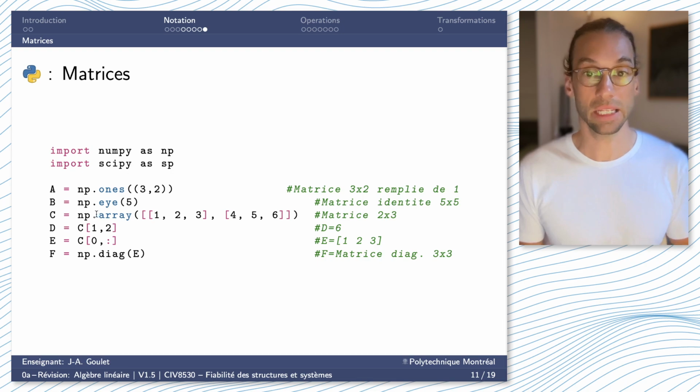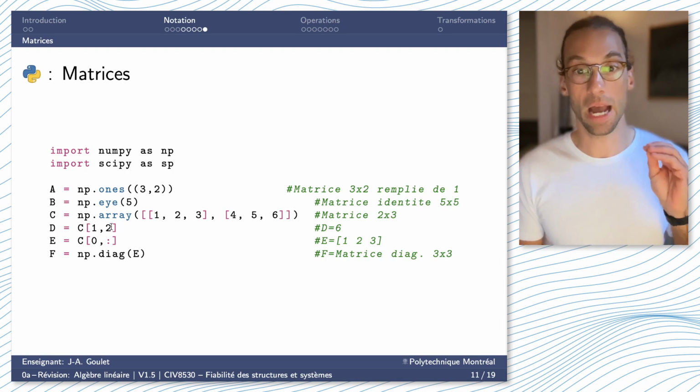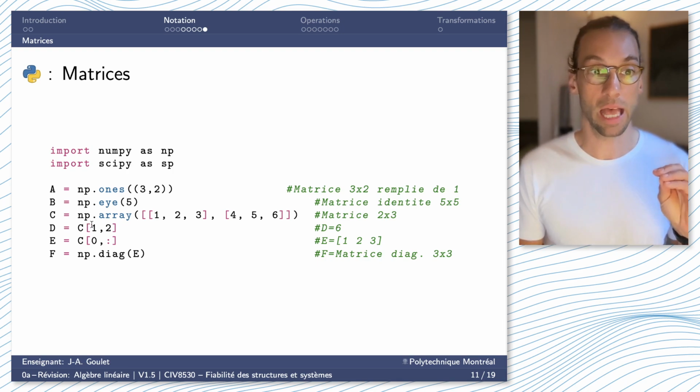Then if I want to access some element of C, so say I want to have 1 and 2. Python is 0 indexed, so what it means is I want to access the second line, the third column. Second line, third column, that's going to give me 6.